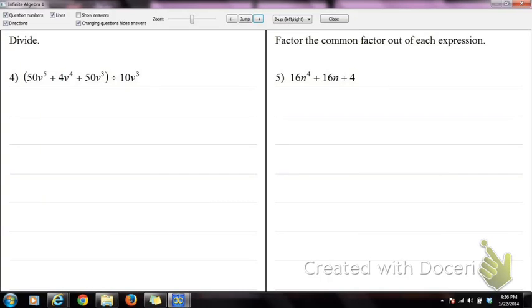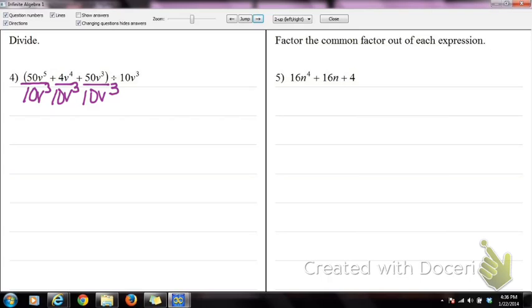Today we are learning how to divide polynomials by a monomial. It's like distribution, but the opposite. Instead of distributing the outside term, we're going to divide every term on the inside by the outside. Dividing every piece by 10v to the third is not that bad.